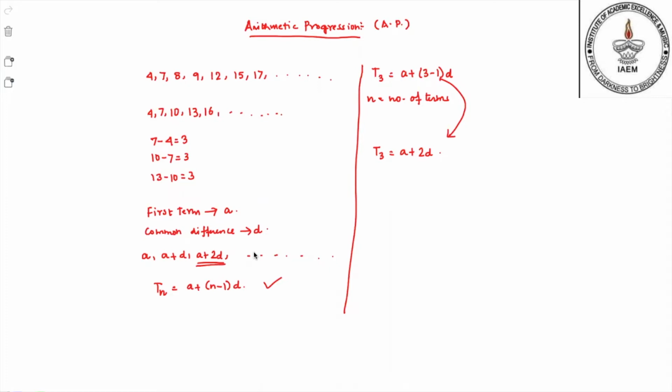So let me do some sums in this particular chapter to help you understand how this needs to be done and what is the concept behind this. So let me start off with some sums. The question is, find the next two terms of the AP. So it is already mentioned that the series is an AP.